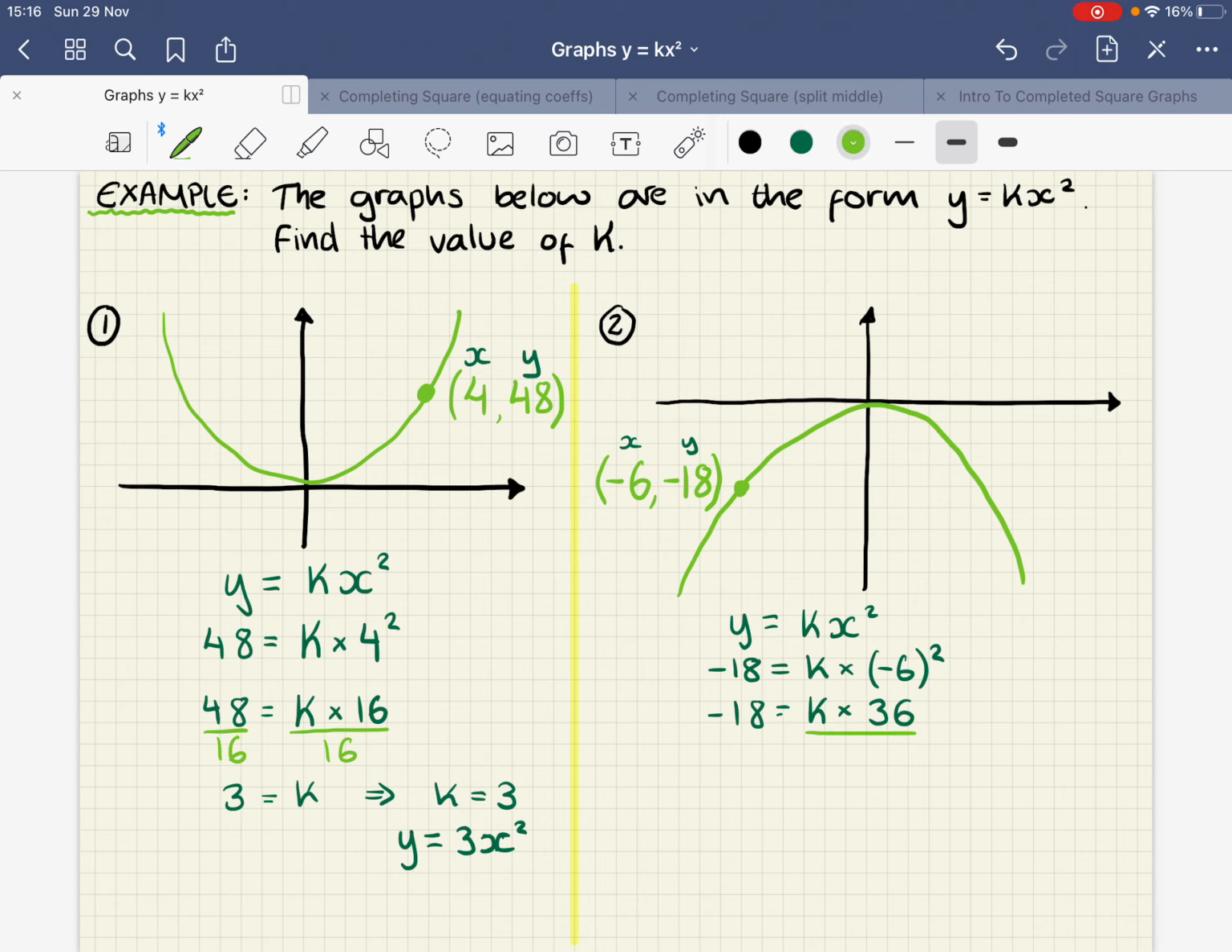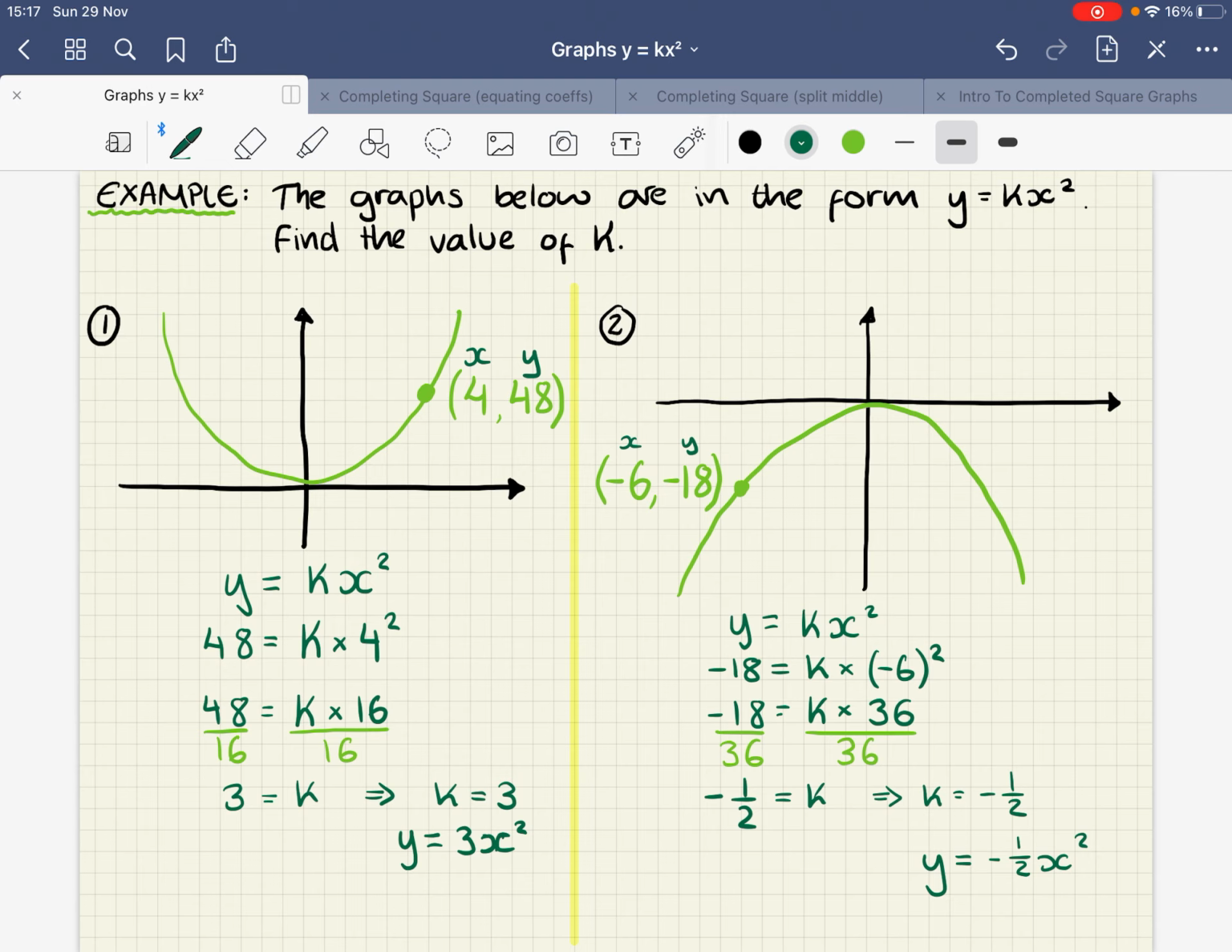Then I want to divide both sides by 36. And so that 18 over 36, well, I can actually divide them both by 18 to give me minus 1 over 2. And obviously you can do that simplification step by step to get to that point. So that means my value for k is a negative 1/2. And just putting that back into my equation, y equals negative 1/2 x². And that's what I expect. The graph is underneath the x-axis, so I'm expecting k to be a negative number.